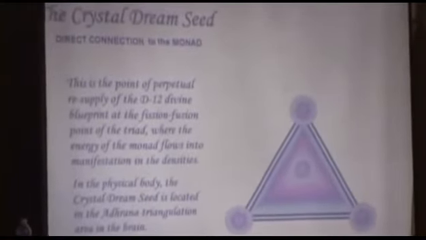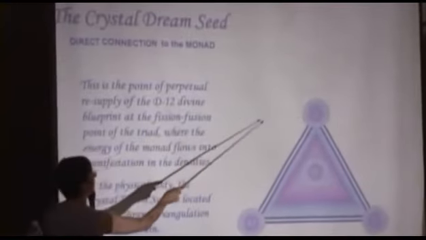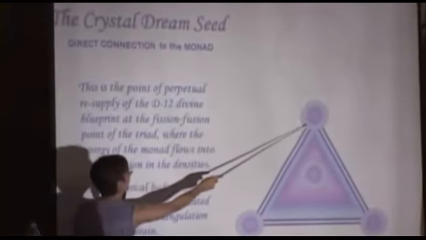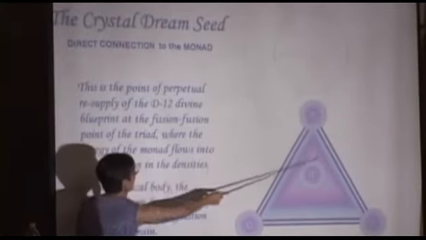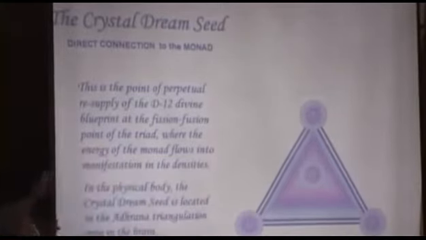Now the crystal dream seed, you should be really familiar with this diagram by now, because this is basically the dimension 13 monad and the dimension 12 divine blueprint. This is the top of the Cathara grid. This is called the crystal dream seed, and it is a direct connection to the monad.